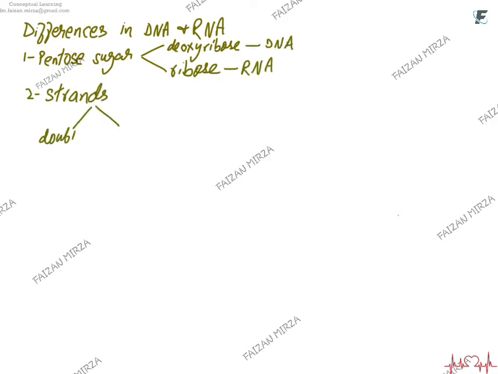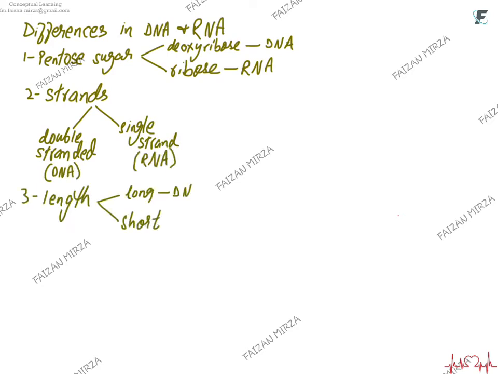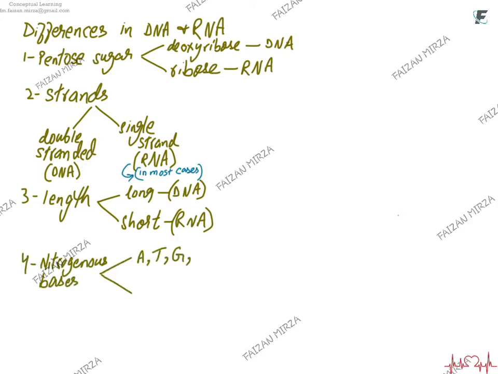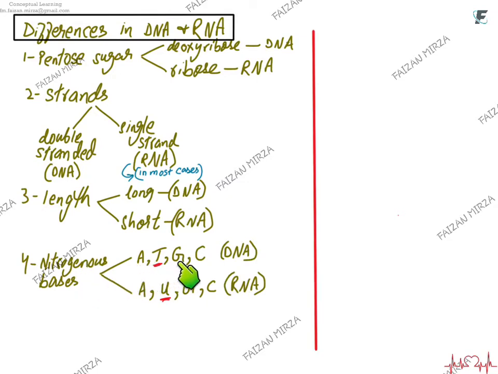Differences between DNA and RNA, the two types of polynucleotide. The first and foremost difference is the pentose sugar, being ribose in RNA and deoxyribose in DNA. DNA is always double-stranded, whereas RNA is single-stranded. But in some cases in viruses we have single-stranded DNA and double-stranded RNA, but that will come later. The length of these polynucleotides: DNA is always long, RNA is always short. Nitrogenous bases include A, T, G, C in DNA and A, U, G, C in RNA.